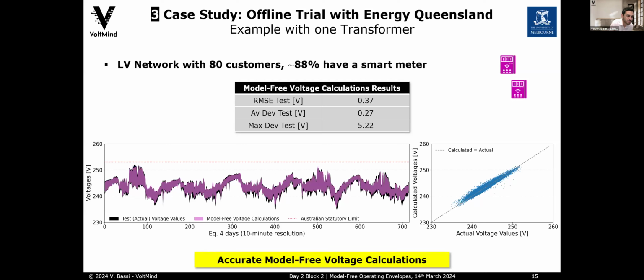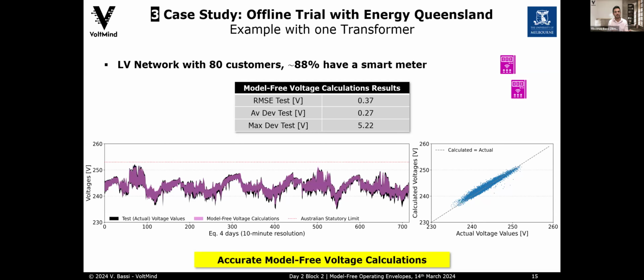In the lower part, again, on the left side, you can see the time series plots. This time, the test data set that we use corresponds to 4 days at 10-minute resolution, because it was the data that we had at hand. And on the right side, again, you can see this scatter plot where we can see that the calculations resemble this identity line. So overall, we obtain accurate model-free voltage calculations, achieving an average deviation of less than 0.3 volts out of a nominal value of 230 volts, all right?